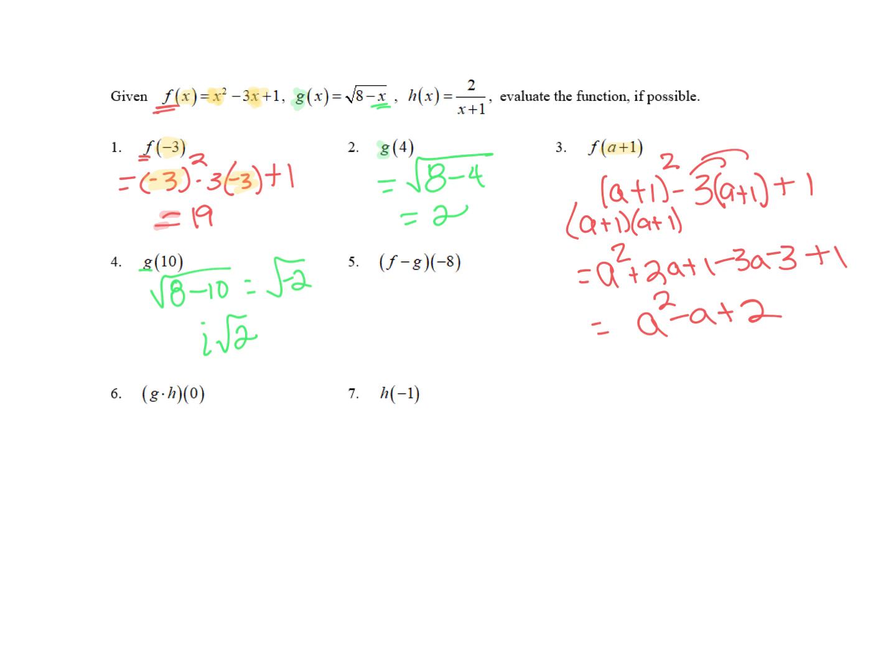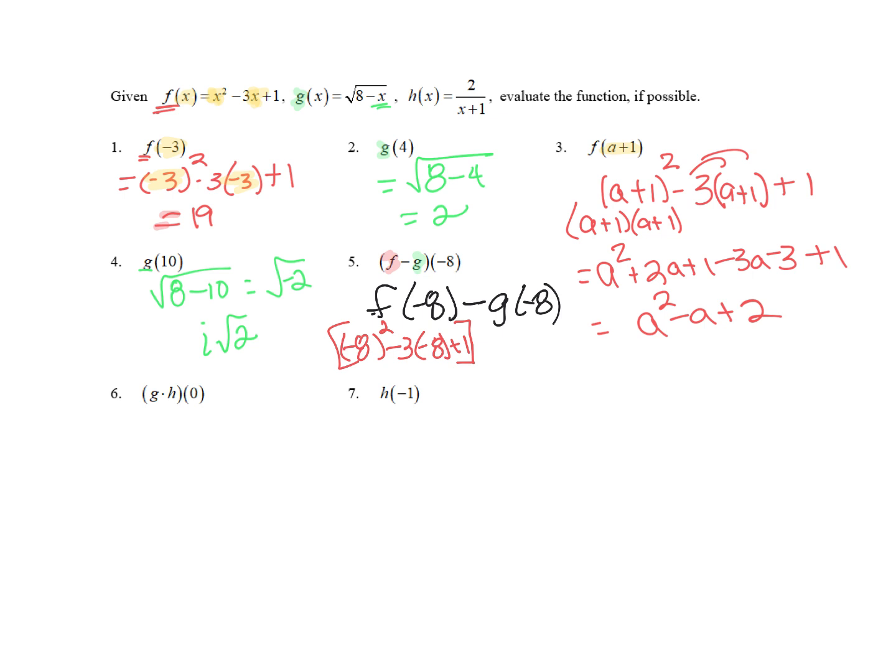Now let's look at this one, because this one is actually asking me to do f minus g. What that means is I'm going to do f of negative 8 minus g of negative 8. Well, what is f of negative 8? Well, f of negative 8 is when I plug negative 8 into the f function. So negative 8 squared minus 3 times negative 8 plus 1. So that is my f function.